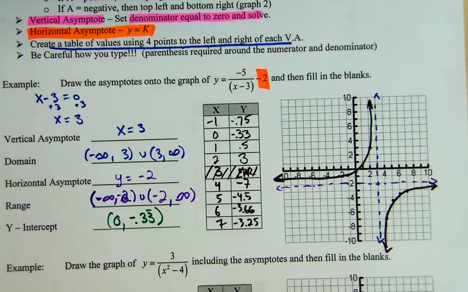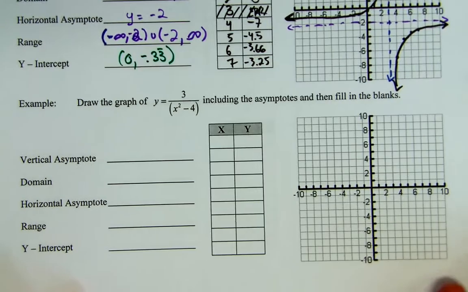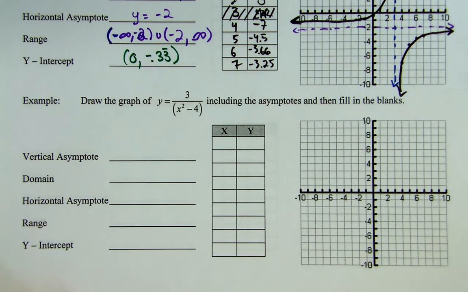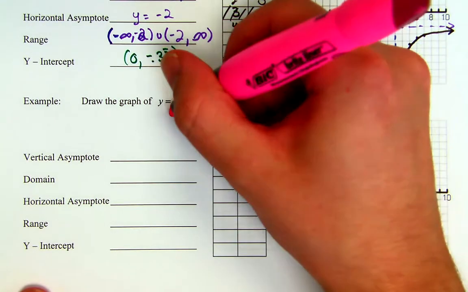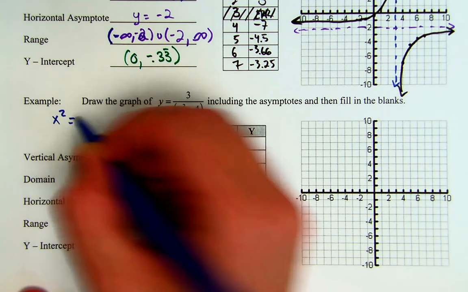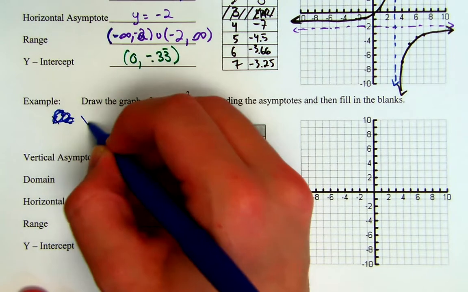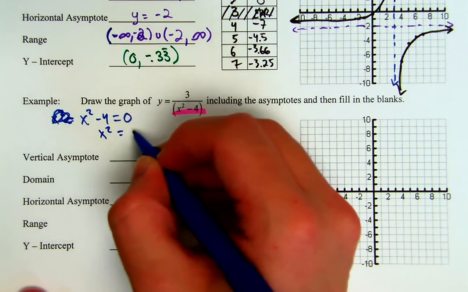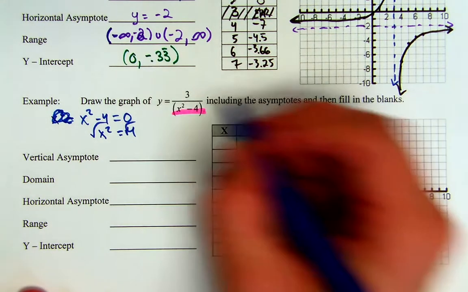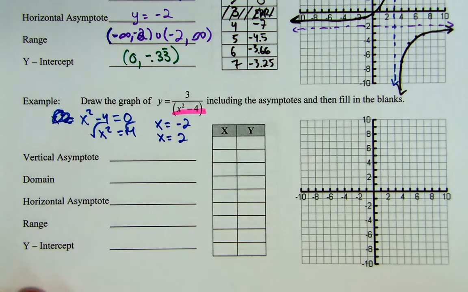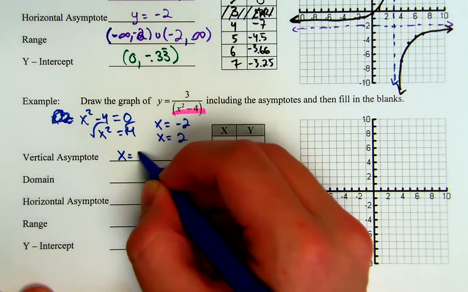The only thing that's going to change now is example 2 is a little bit different because we've got squared down here. Well, again, we take our denominator, set it equal to 0. So x squared minus 4 equals 0. Well, x squared equals 4 then. Now when you take the square root, we've got x equals negative 2, x equals positive 2. There are 2 asymptotes here.